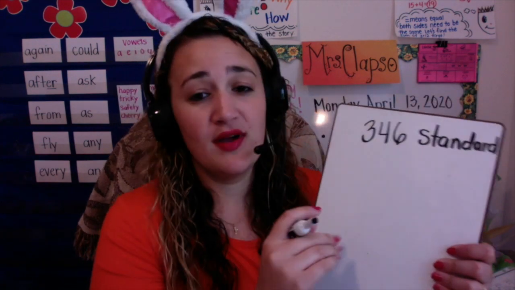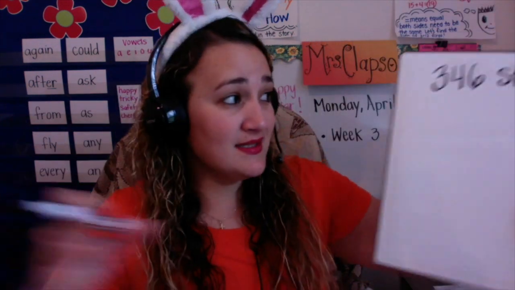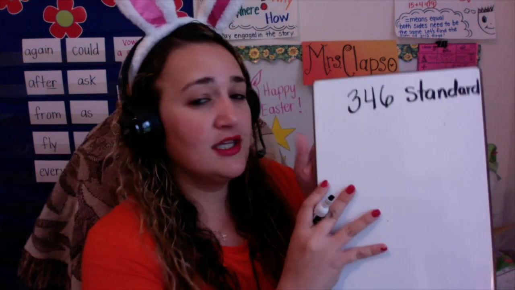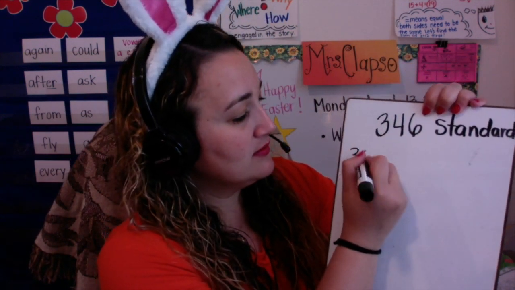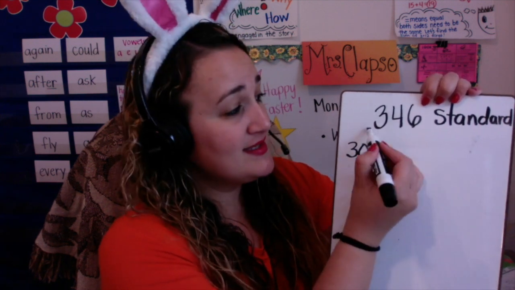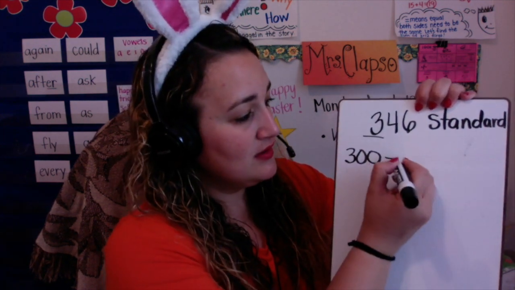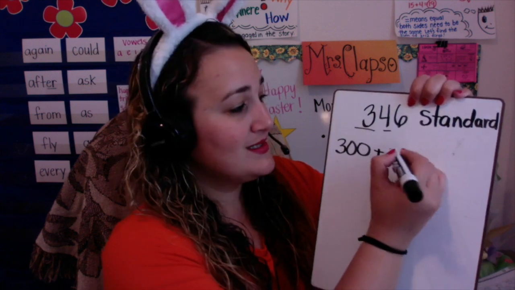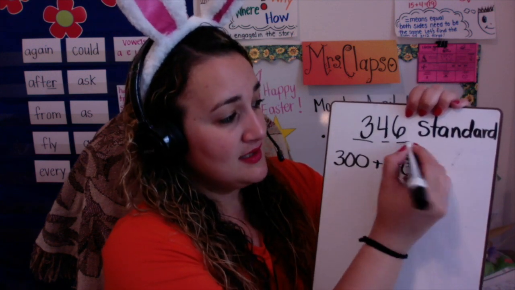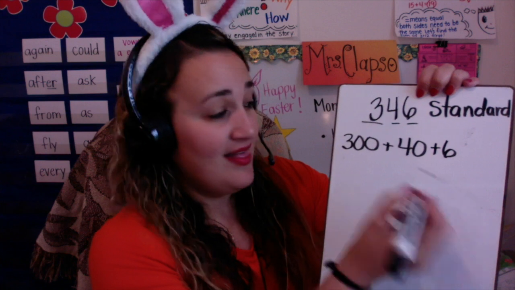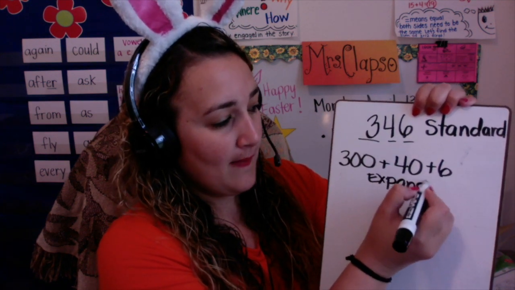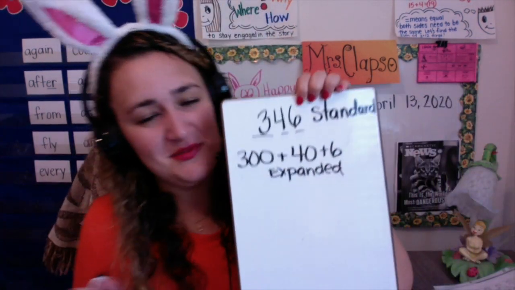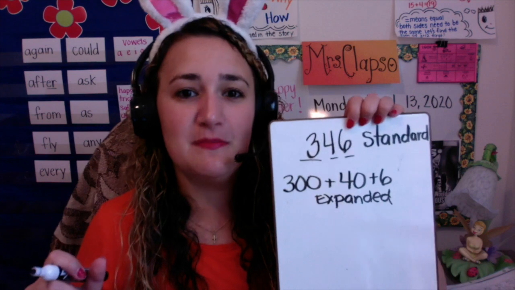Now, if you want to write this number in expanded form, this is what it would look like. We would break apart the 300 because that 3 is in the hundreds place, so it's 300. 4 tens is 40. 6 ones is 6. This is called expanded form. You expanded, like the Incredibles. Remember, they can expand. It gets big.